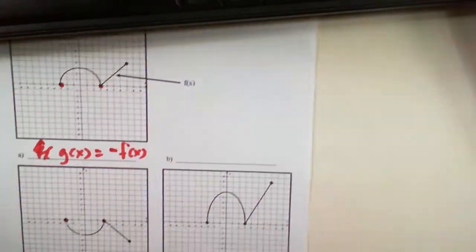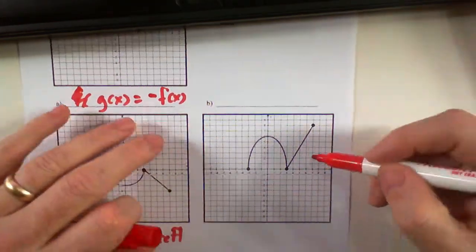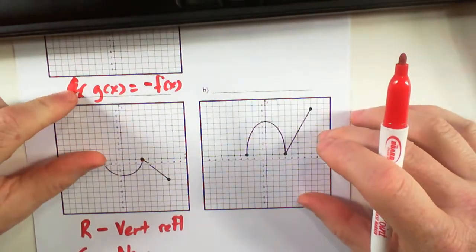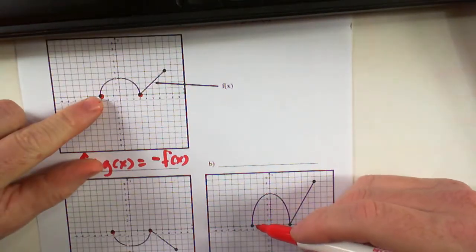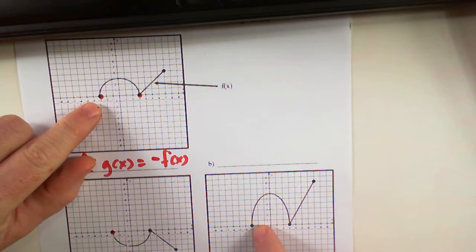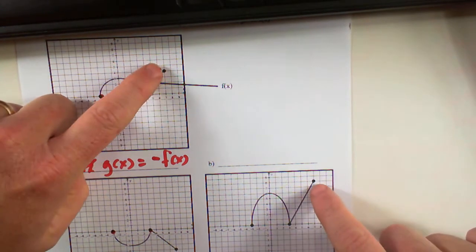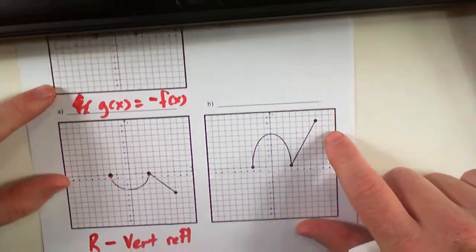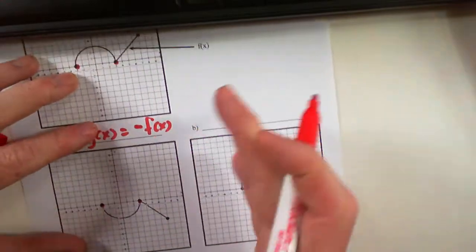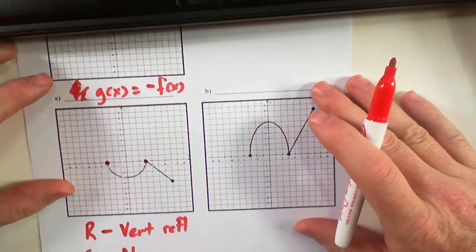Let's do that again. So now we're looking here. What's different? What's the same? So -3 is the 0 here. -3 is still the 0. 3 is the 0. 3 is still the 0. 7 is the end value. 7 is still the end value. So there's nothing horizontally has happened at all with this thing.